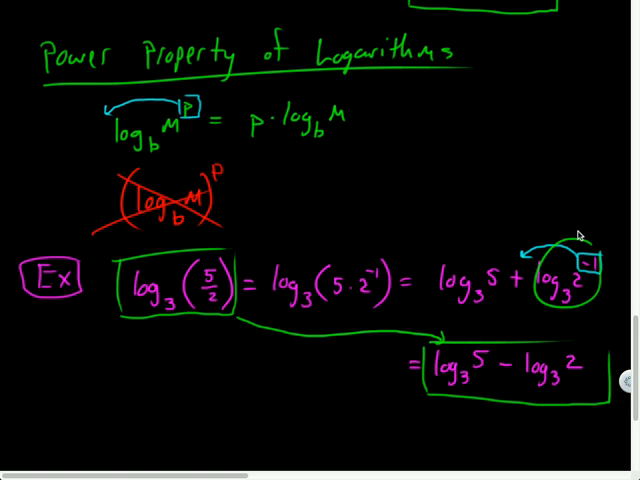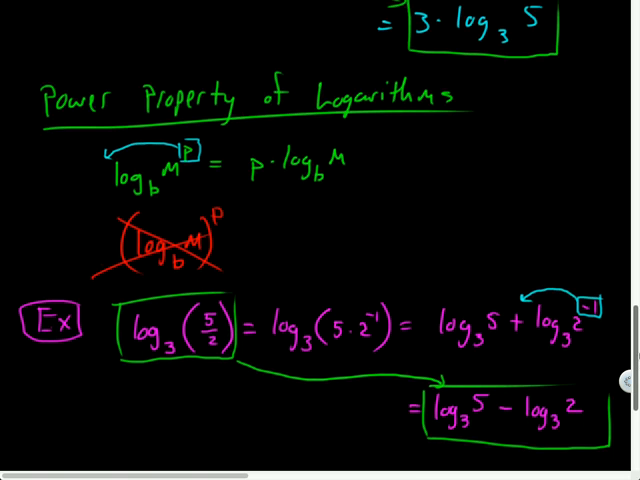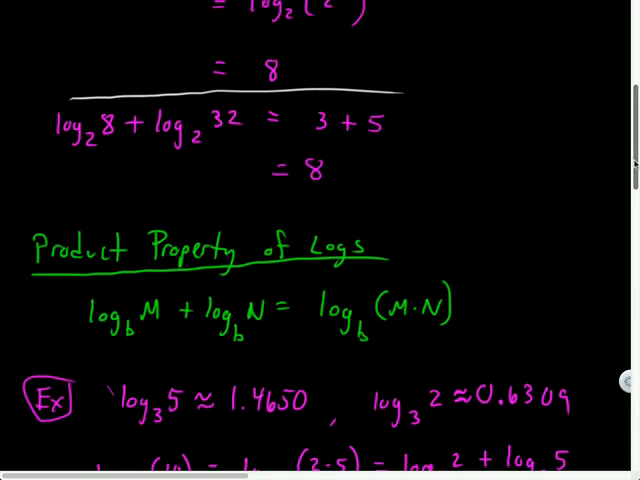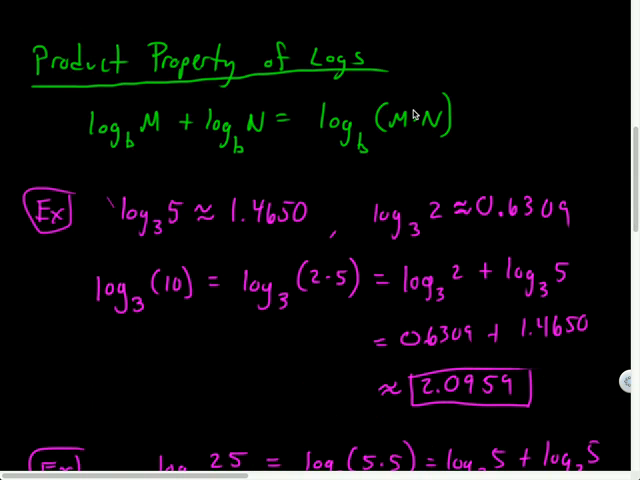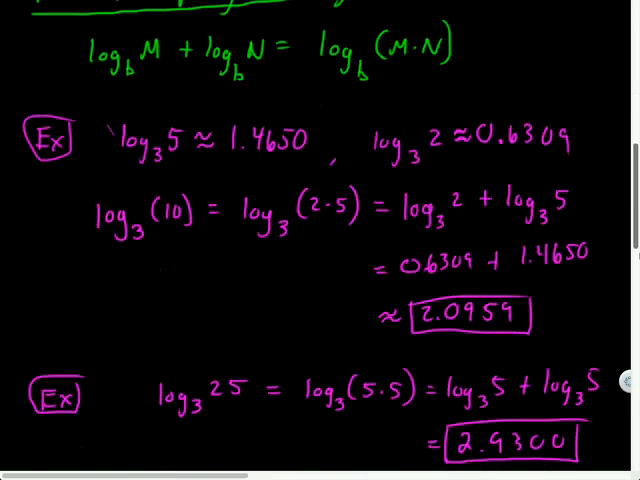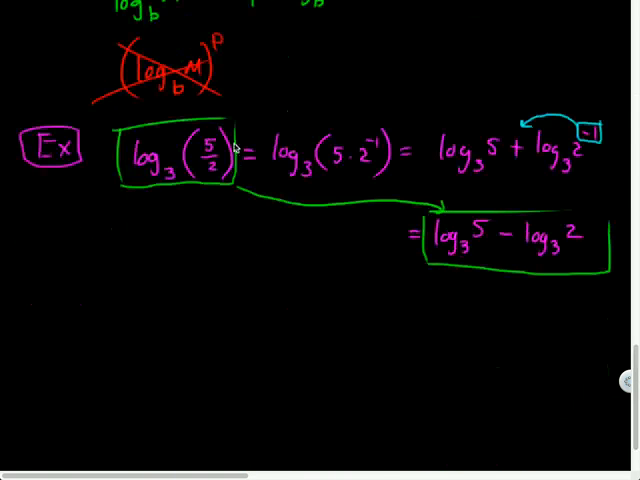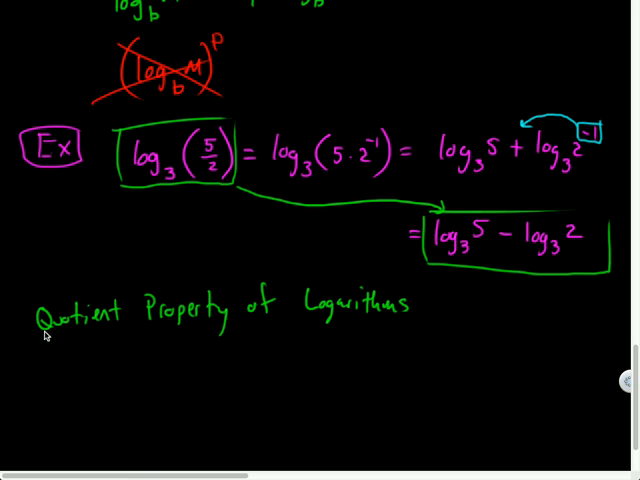If I had rewritten it like this, then I could go backwards. But let's see, what do we have? Here we had that the log of a product is the sum of two logs. So what could you tell me the log of a quotient is? The difference of two logs. So this is the quotient property of logarithms.